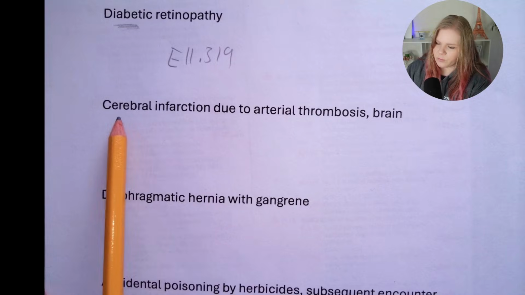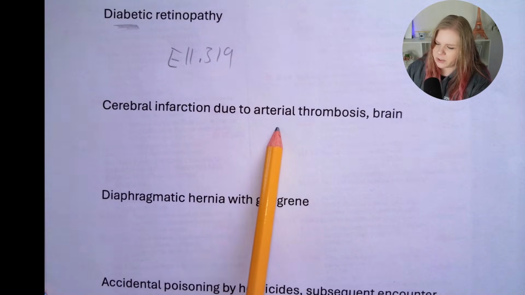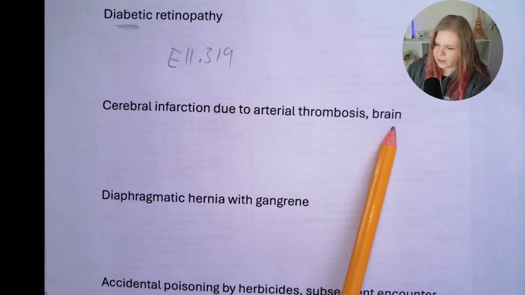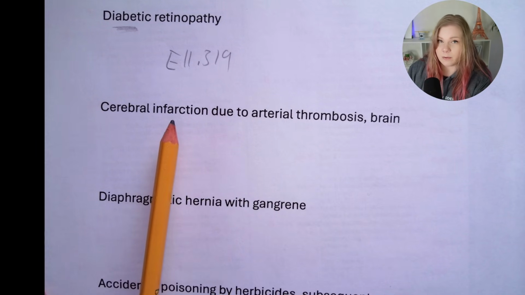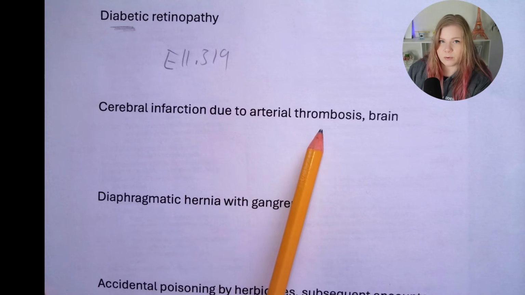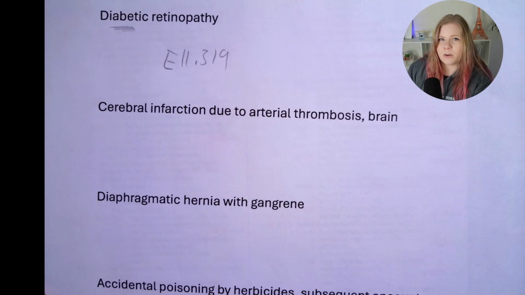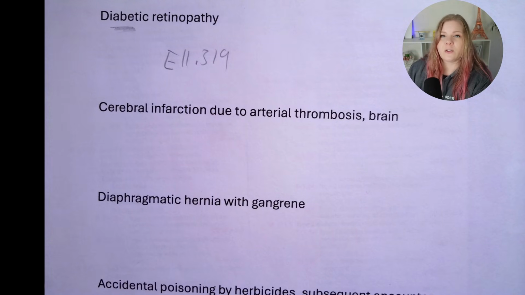Now we're getting a little bit more complicated here. Here we have cerebral infarction due to arterial thrombosis, brain. There's a couple of things we could look up. Maybe thrombosis, maybe infarction. Those would probably be our top two contenders. When you see infarction, though, that's usually more the condition, the tissue death that is due to that lack of blood supply.